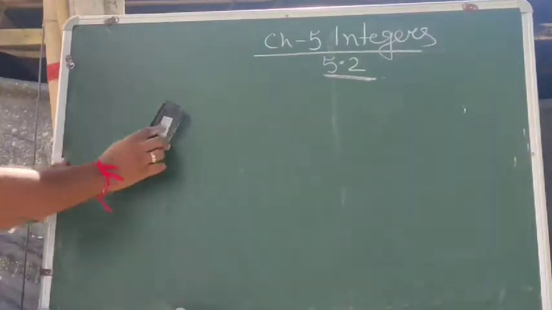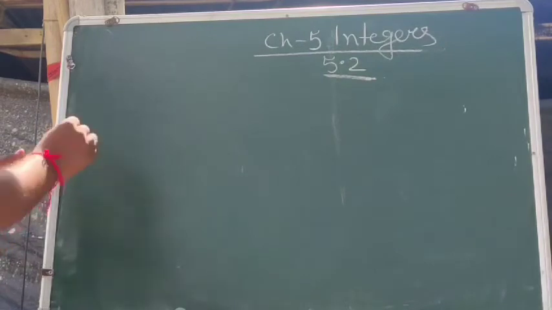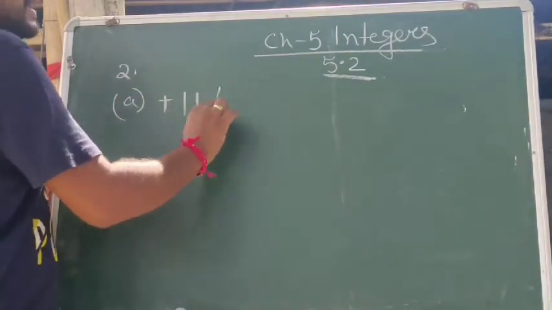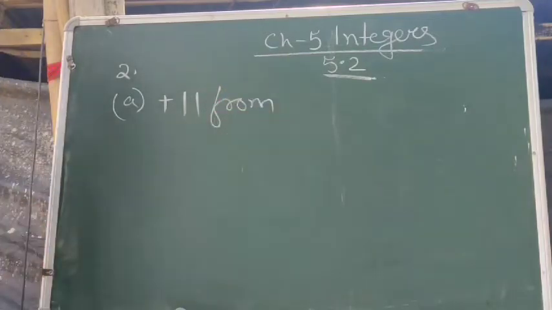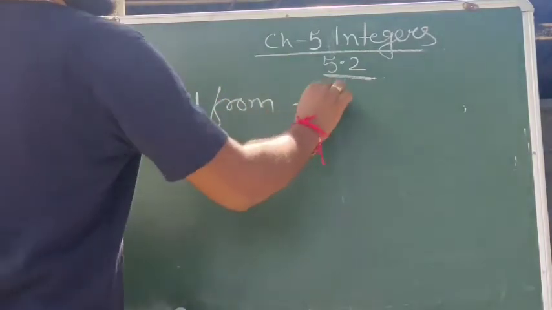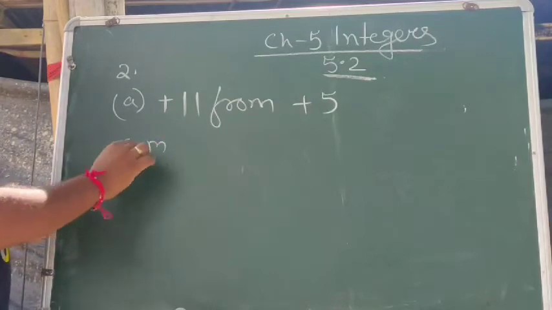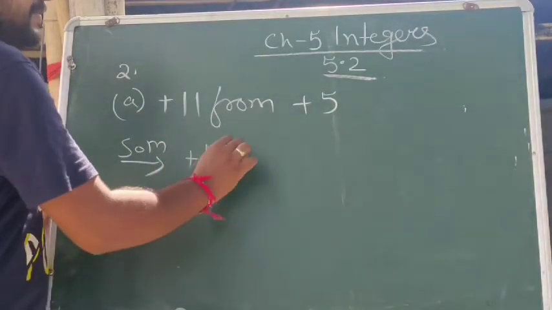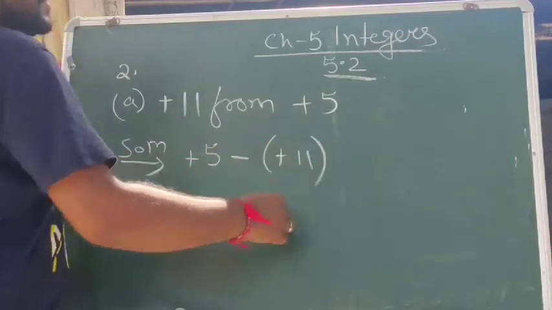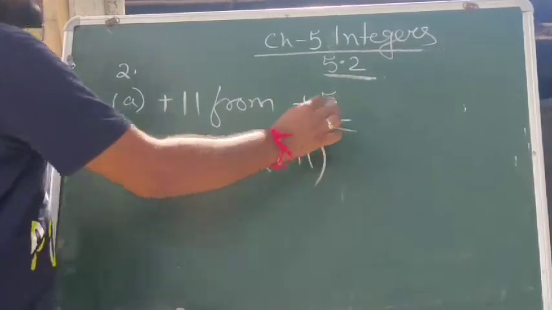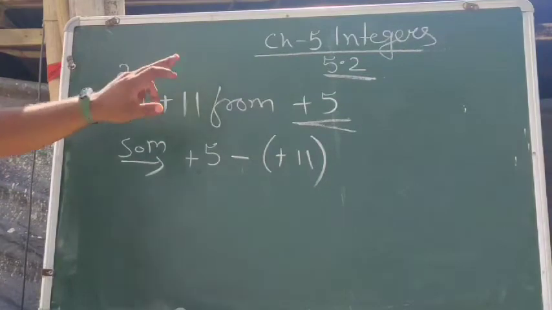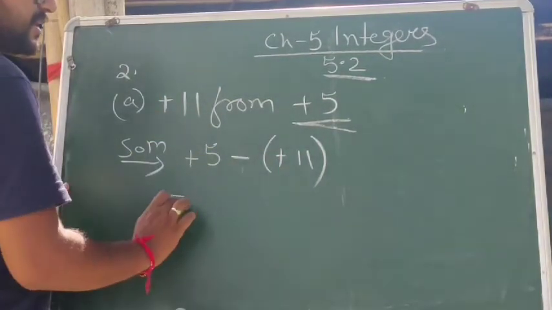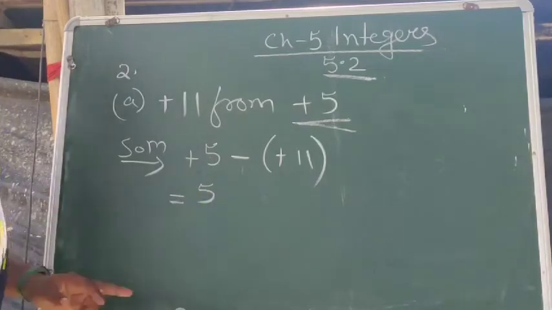Now let us start with number 2, that is subtraction. Number 2A. You have to subtract plus 11 from plus 5. How will you do it? First you have to write plus 5 minus plus 11. Since 'from' is given, first you have to write this number. Since you are asked to subtract, give the minus sign and again plus 11. Plus 5 means you can write only 5.